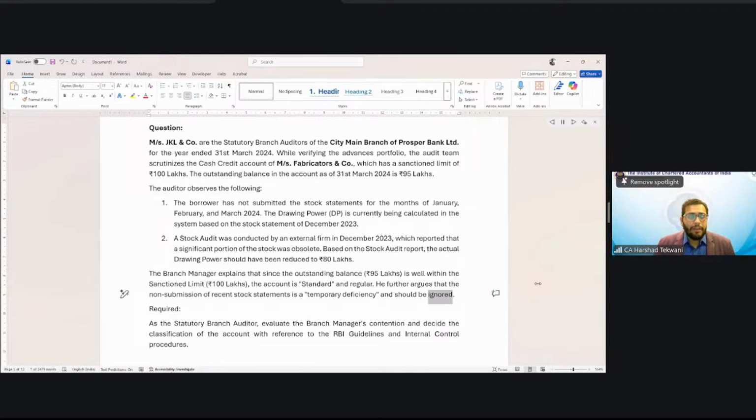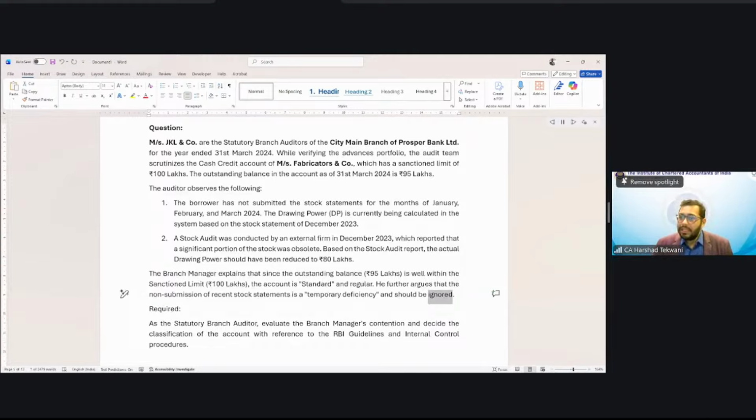Now, the audit was conducted in December 23. Based on that, there was a significant portion of the stock which was obsolete, and because of that, the drawing power should have been reduced to 80 lakhs. Means since December 23, we were aware that the drawing power should have been 80 lakhs, but it was not revised. The outstanding balance is 95. Agreed, the sanction limit is 100. But the sanction limit is also based on the stock statement, which is older than 3 months.